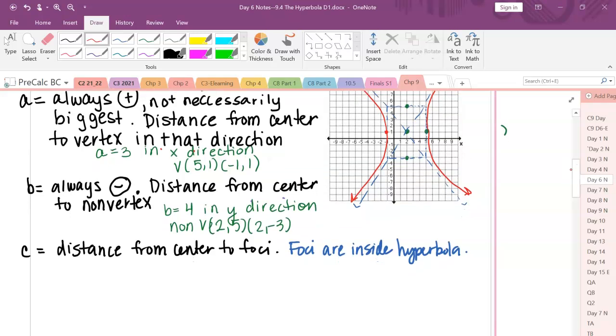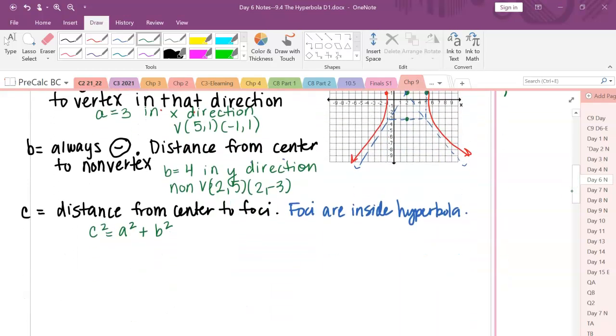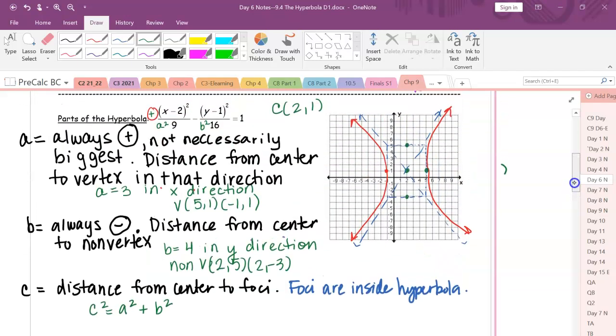Okay, so now we still need to find a few more things. C is still our distance from the center to the foci. The foci are always inside the hyperbola. And the way that we're going to find our foci is using c squared equals a squared plus b squared. Just like the equation has a different sign than the hyperbola, your c equation also has a different sign than the one you use with, I think I just said that backwards. Okay, ellipses: the equation of an ellipse has a plus, but the c squared equation has a minus, and so it's switched for a hyperbola. The equation of a hyperbola has a minus, so the c squared equation has a plus. Okay, hopefully that made sense.